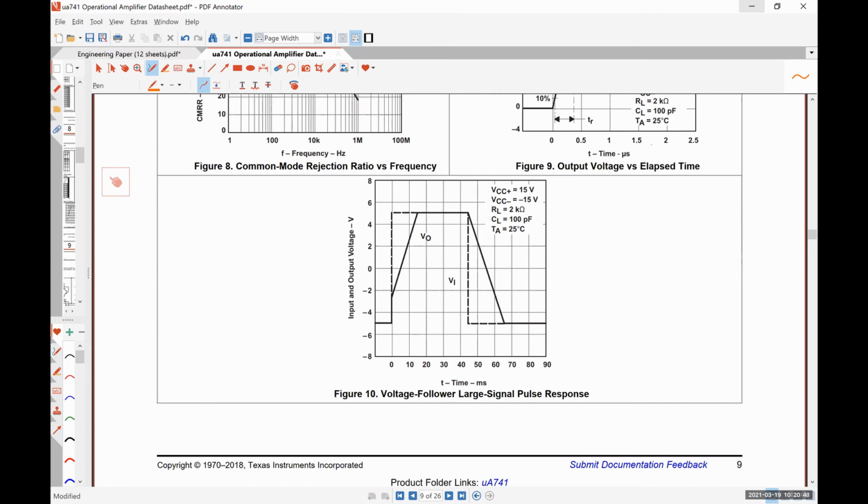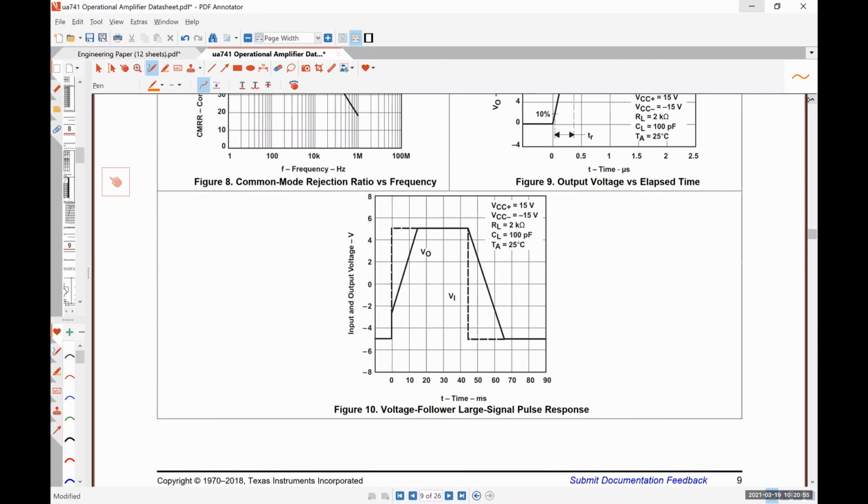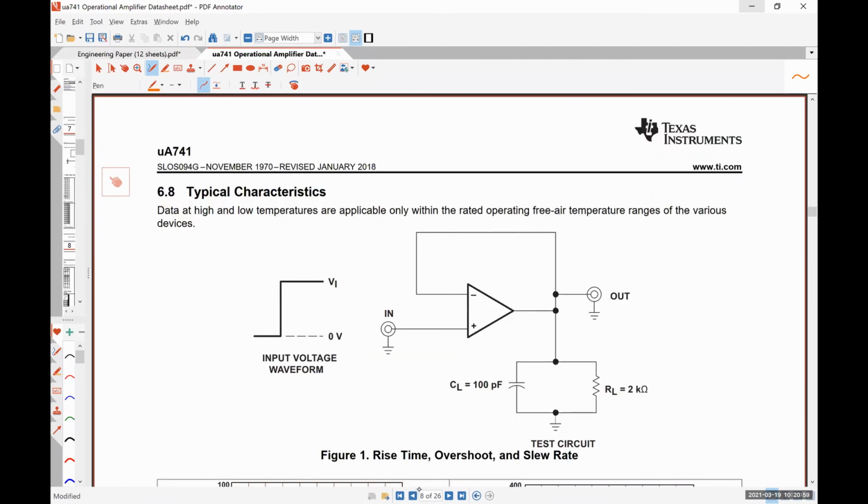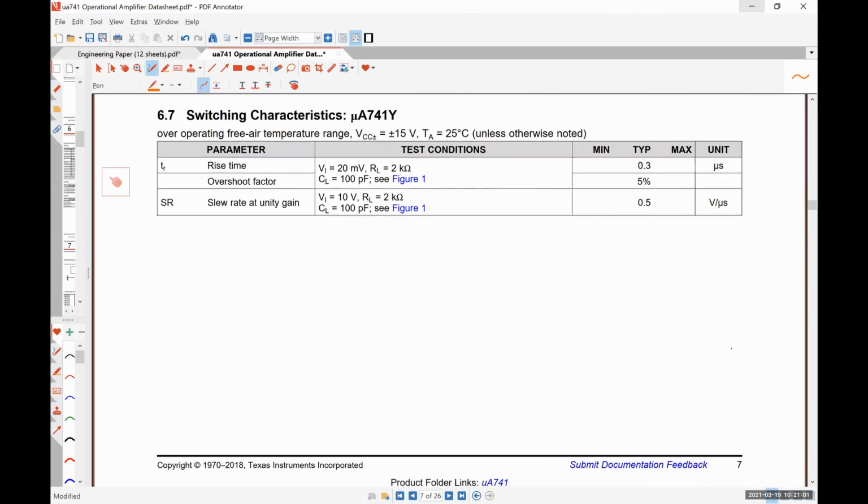Close to a half. Let's just throw something easy like that out, right? If we scroll up to page 7, the slew rate at unity gain is typically somewhere around ½ of a volt per microsecond. So we are interpreting that graph correctly.